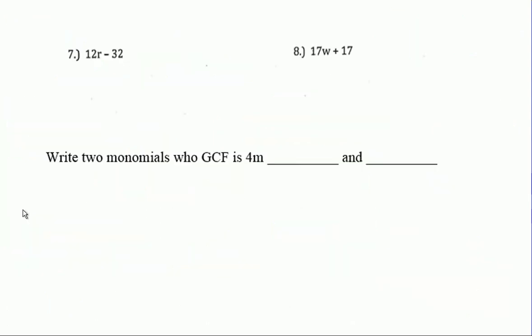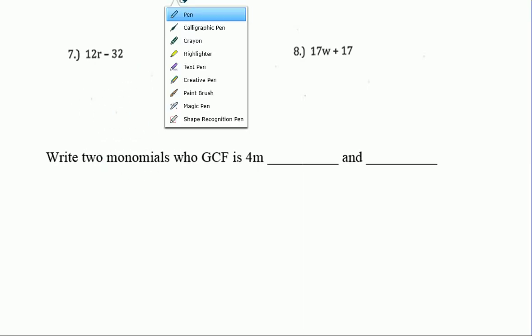All right, last couple questions, and then we're good to go. This is an interesting one too. I'll give you guys some time to think about that one. 12r, I have a calligraphy pen that might help. I find this somehow a little easier to write with. 12r minus 32. Sometimes it looks a little neater.